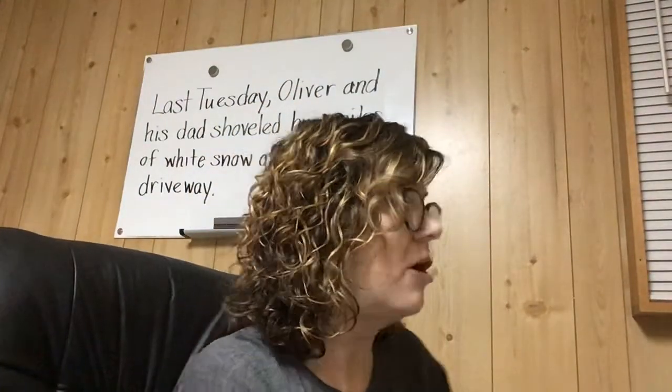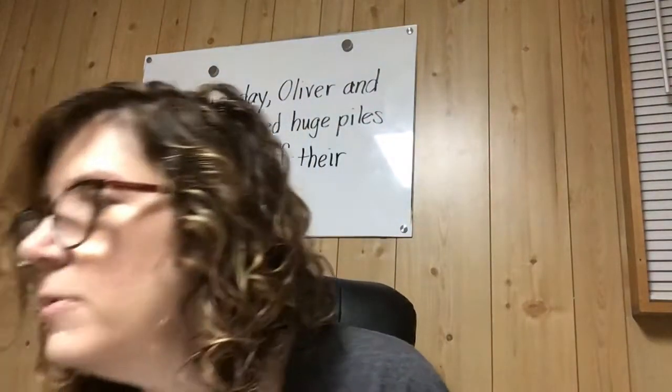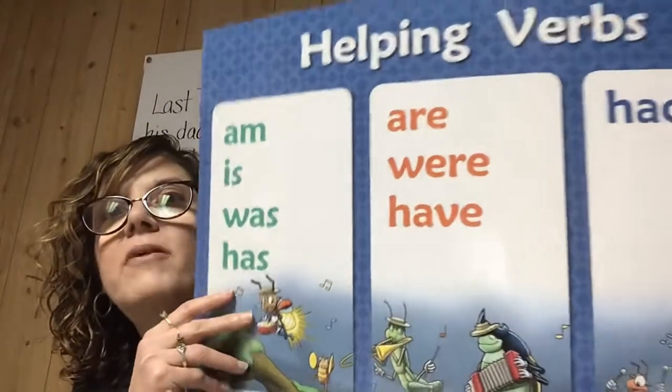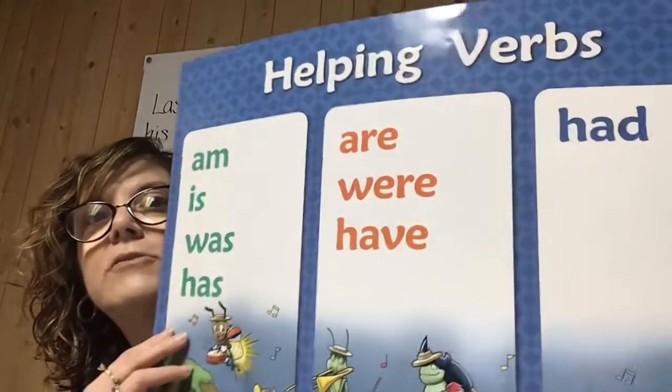All right, then we want to do a little bit of oral talk, because this is again about the quiz. Remember, your subject and your verb are supposed to agree. So if your subject is singular, you're going to use the singular verb. And if the subject is plural, you're going to use the plural verb. And we're going to look at our little chart. These are our helping verbs. Am, is, are, was, were, had, has, have. That's how we learn them.